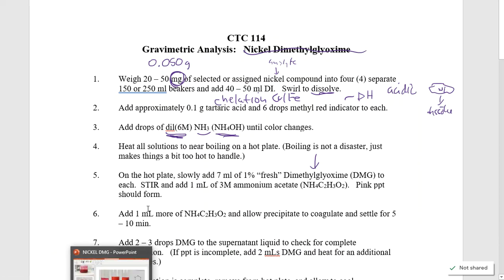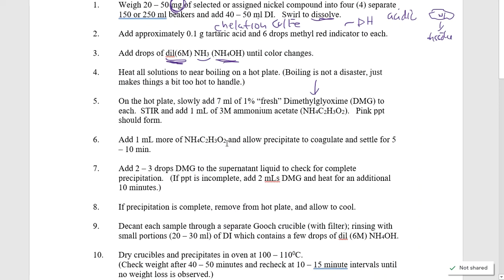Okay, so number 6, add 1 more mL of ammonium acetate just to create a buffer to make sure my pH is not going to change. And then let it coagulate and precipitate for at least 5 to 10 minutes. Patience.